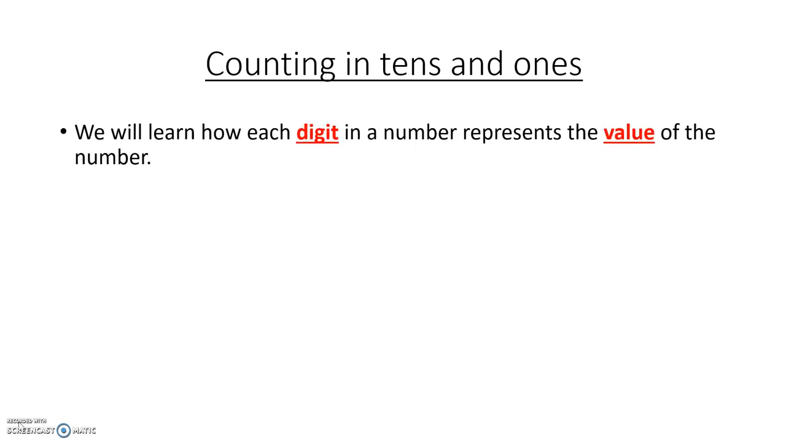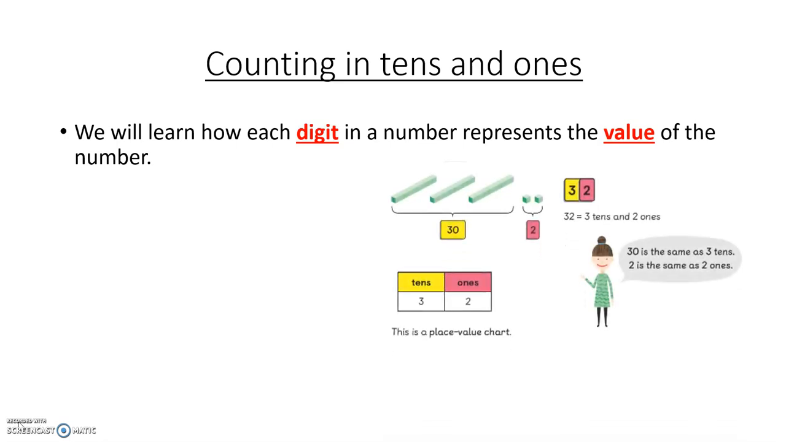Counting in tens and ones. We will learn how each digit in a number represents the value of the number. Here in this number, we have got 32. The 3 digit represents 30 or 3 tens, and we write it as 3 tens in the place value chart. Here the digit 2 represents 2 ones, and that is represented also in the place value chart.